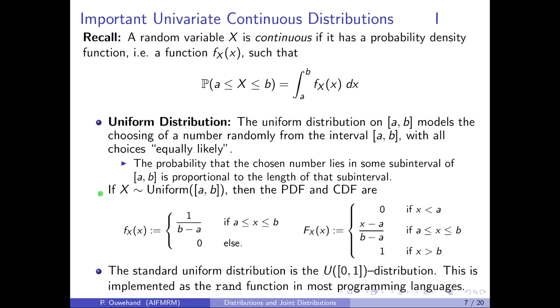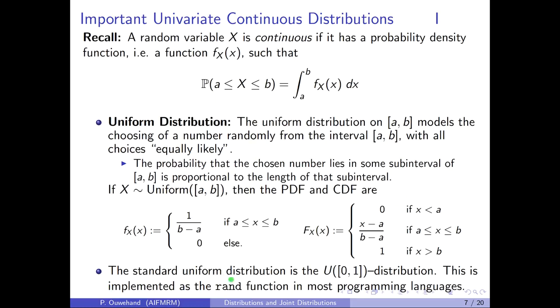Hence, if X has the uniform distribution on the interval [a, b], then the probability density function and the cumulative distribution function are given by the following. The density function is constant with value 1 over b minus a on the interval from a to b, and it is 0 outside that interval. The cumulative distribution function, on the other hand, is 0 below a, is a straight line with slope 1 over b minus a from a to b, and takes the value 1 if x is greater than b.